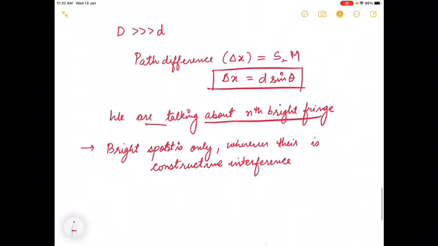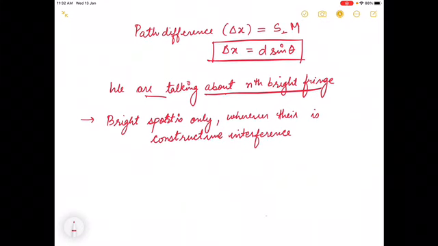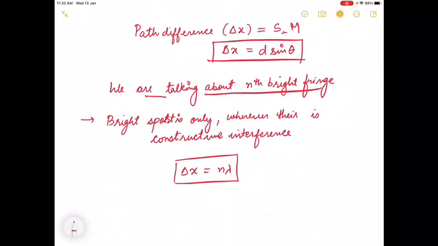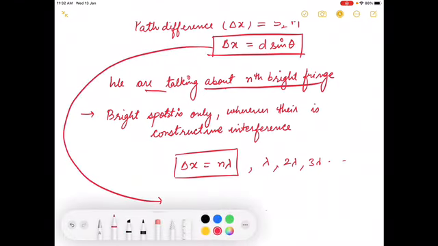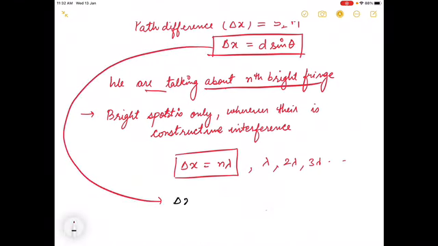Right? So in order to get the constructive interference, the path difference was coming out to be n lambda. If you have seen the previous video, then you remember the path difference is supposed to be n lambda. N lambda means the first path difference will be lambda, the next will be 2 lambda, 3 lambda, and so on. So you can very clearly see, now check the formula here. Del x is the path difference, and that is equal to d sin theta, right?